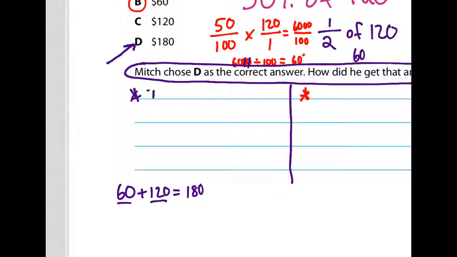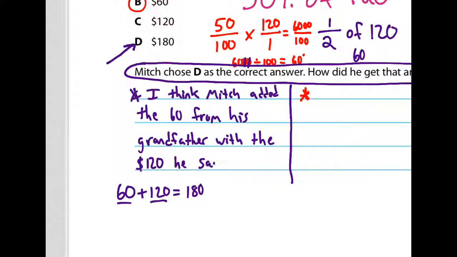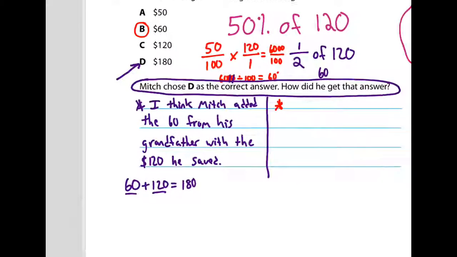So I'm going to say, I think Mitch added the $60 from his grandfather with the $120 he saved. Okay, that's just what I'm thinking. I might be wrong. Doesn't matter, right?